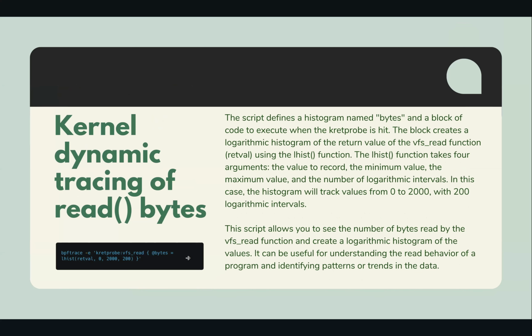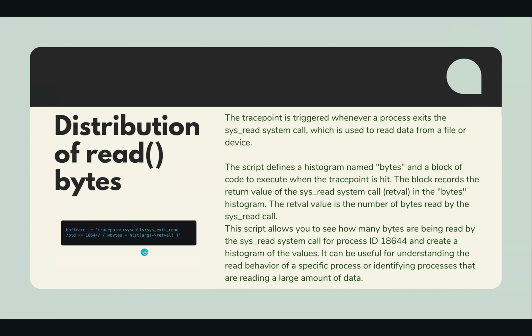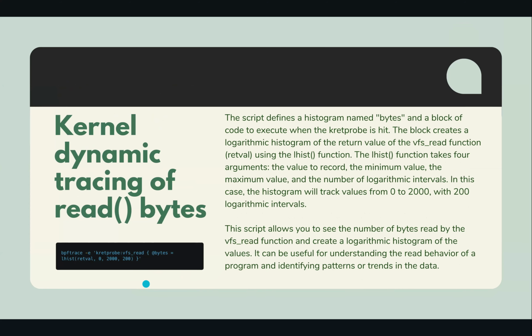Yes. So moving on. This was the distribution of the read bytes from the system call, right? We can also use this one for tracing the kernel read bytes. This script allows you to see the number of bytes read by a VFS read function, and it will create a histogram. Mainly, it's useful to understand the read behavior of a program and the patterns or trends in the data.